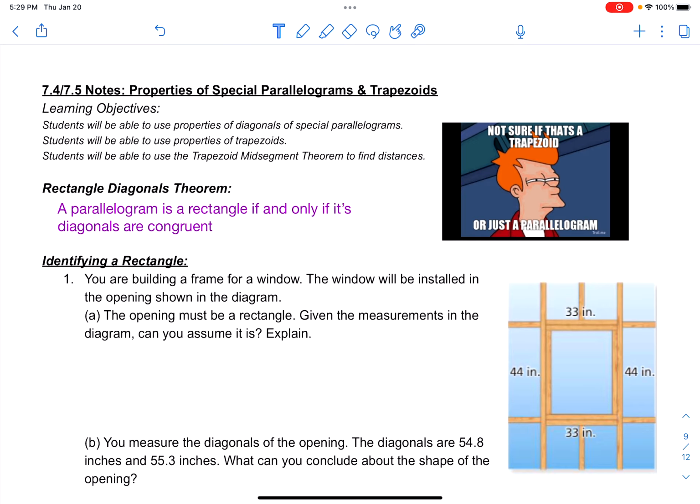So getting into our first example here, it says you are building a frame for a window. The window will be installed in the opening shown in the diagram. The opening must be a rectangle. Given the measurements in the diagram, can we assume that this is a rectangle?